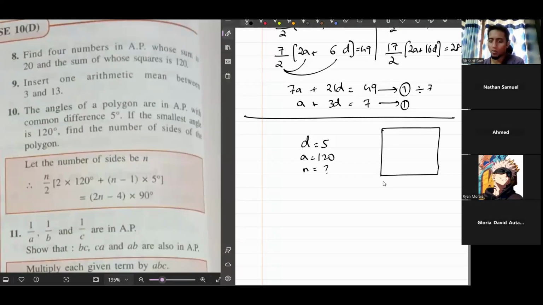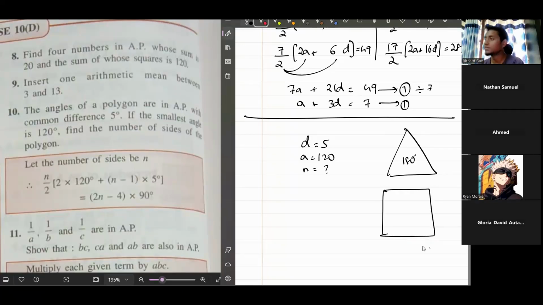Okay. What is the total sum of all the angles of a square? Okay, start with triangle. What is the sum of all angles of a triangle? 180 degrees. Come on, even small children know that. Angle sum property we call it. If you add all the angles, you get 180. What about a square? 360. What about a pentagon? It's 540.